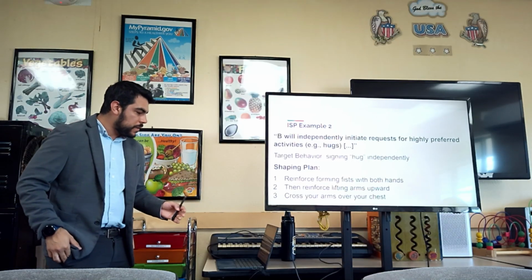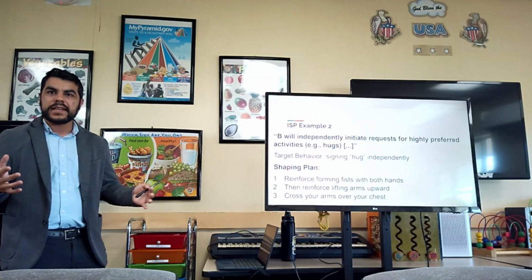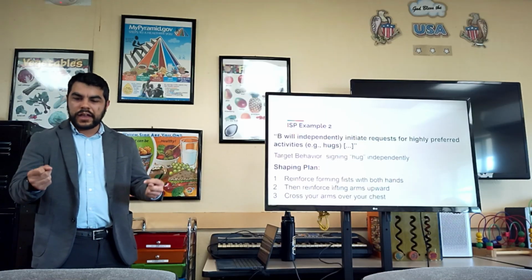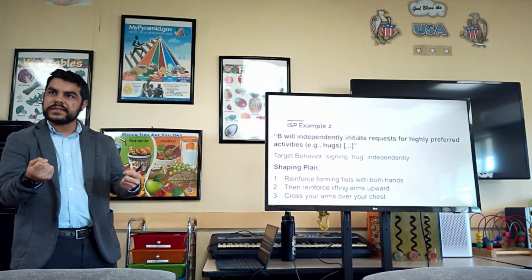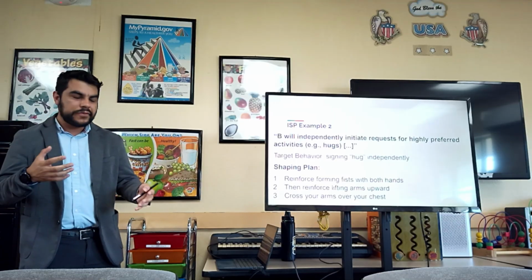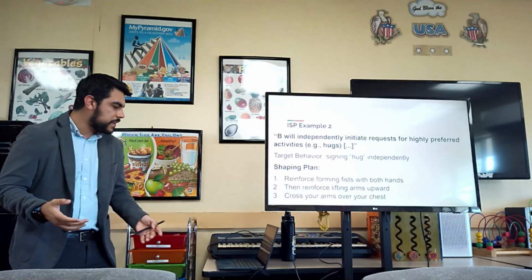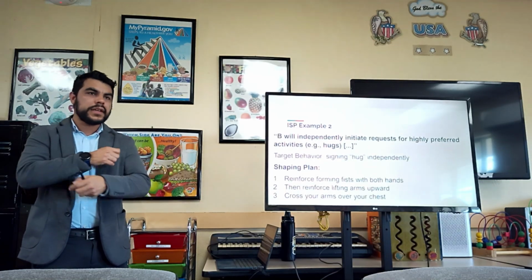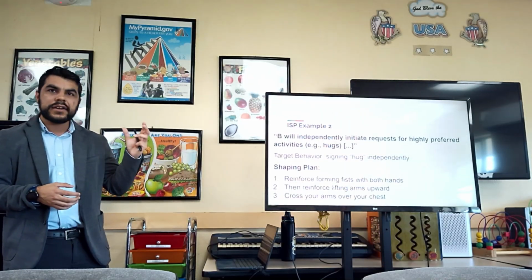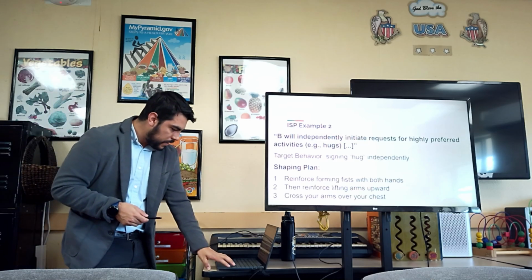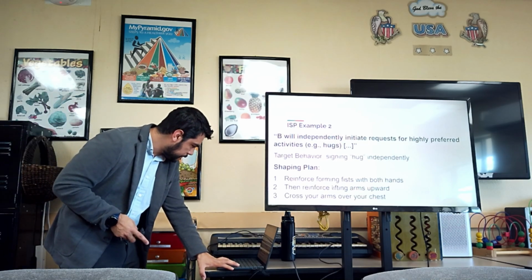So you would begin by shaping this up if this is not something that's already in his skill set or repertoire. You would have him do both fists in his hands, reinforce that for a little bit, and then having him lift them up, reinforce that until he's able to cross them over, and then he has the entire target. So we can gradually shape that as the opportunities come along.